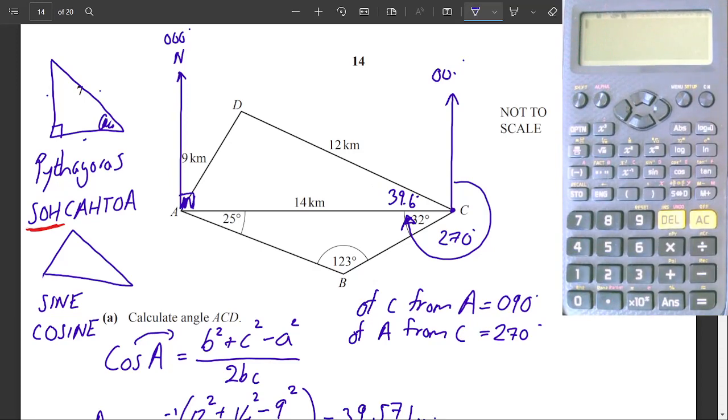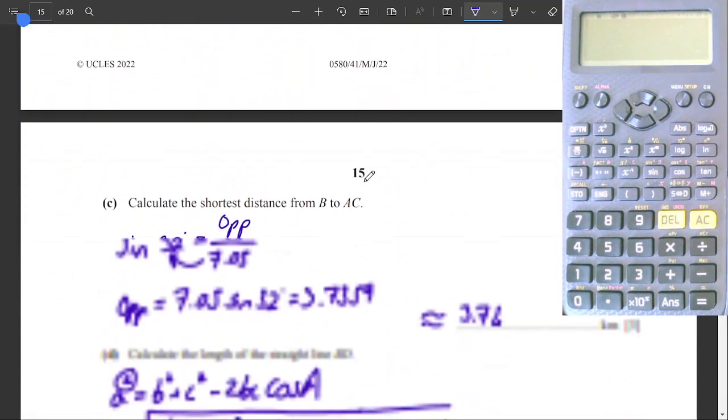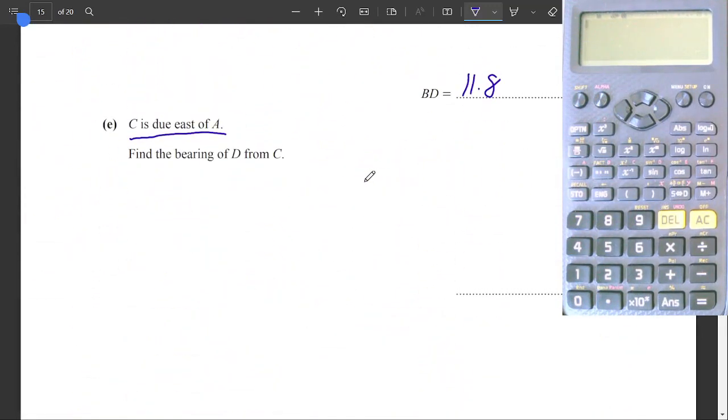Now to go from C to D, this part here would of course be just another 39.6 we need to add on. So our final answer here would be the bearing of D from C: 270 plus that 39.6, which of course will give us 309.6 degrees.